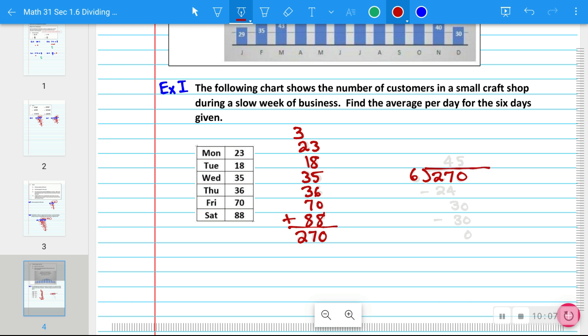We'll start with 6 times 4 is 24, which gives us a remainder of 3 for that stage. Here comes a 0 placeholder coming down. And then 5 times 6 is exactly 30. So we have no remainder in this example. That tells us that we had an average of 45 customers per day during the Monday through Saturday period at this little craft shop. Okay, I hope these examples are instructive and help you with your 1.6 homework.